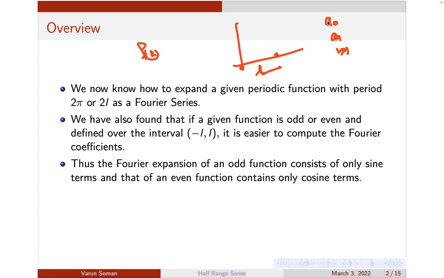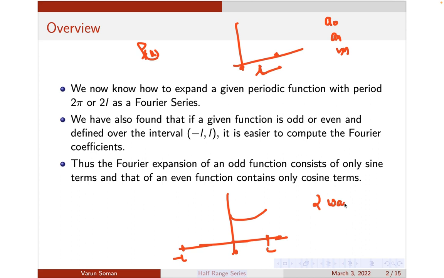But the idea is this: suppose I am given a function in the given interval of length L. I will extend this function, which is defined in the interval 0 to L, to the interval 0 to minus L. So I will extend this function, which is originally defined here, to here also, from 0 to L to minus L to L. How can I extend it? I can extend it in two ways.